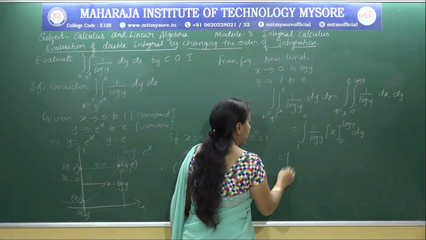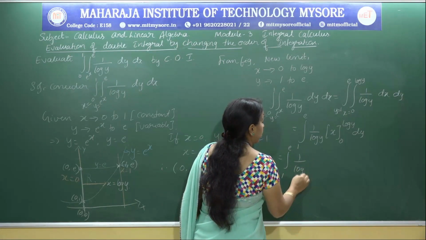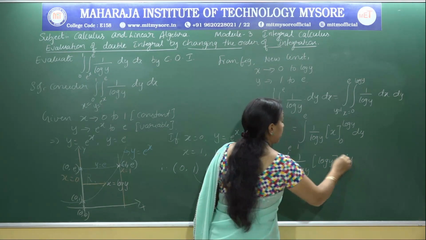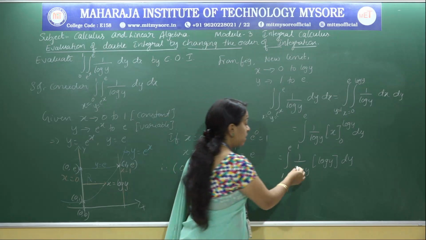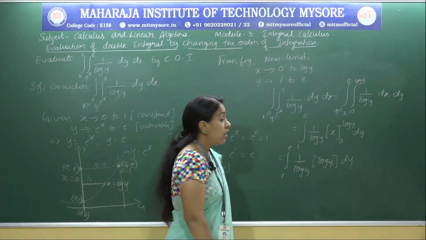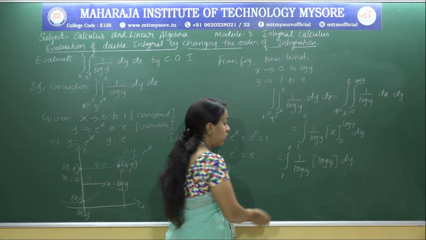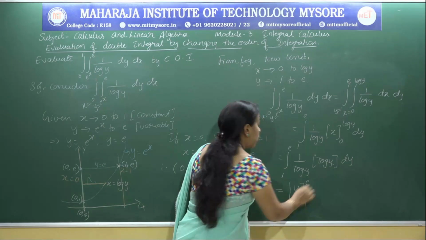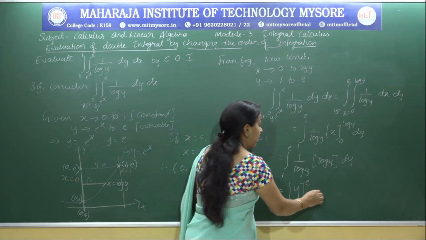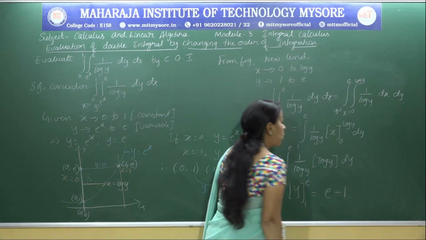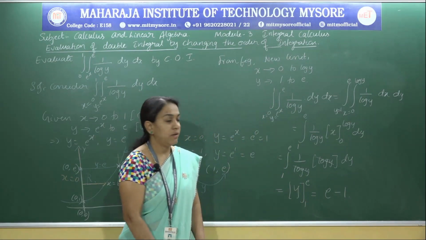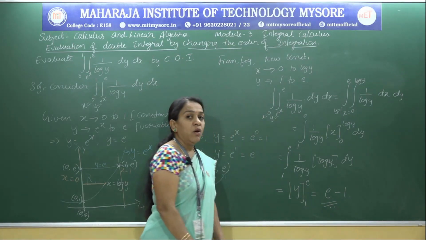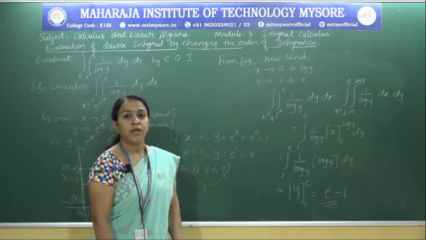Now, if I apply the limit, 1 to e, 1 by log y into log y minus lower limit 0 into dy. So, I can easily cancel log y, and I am left with only dy. So, what is the integral of dy? Yes, we know the integral of dy is y between the limit 1 to e. Therefore, if I apply the limit, we get e minus 1 as a result. So, the evaluated result of the given double integral, by changing the order, is e minus 1.